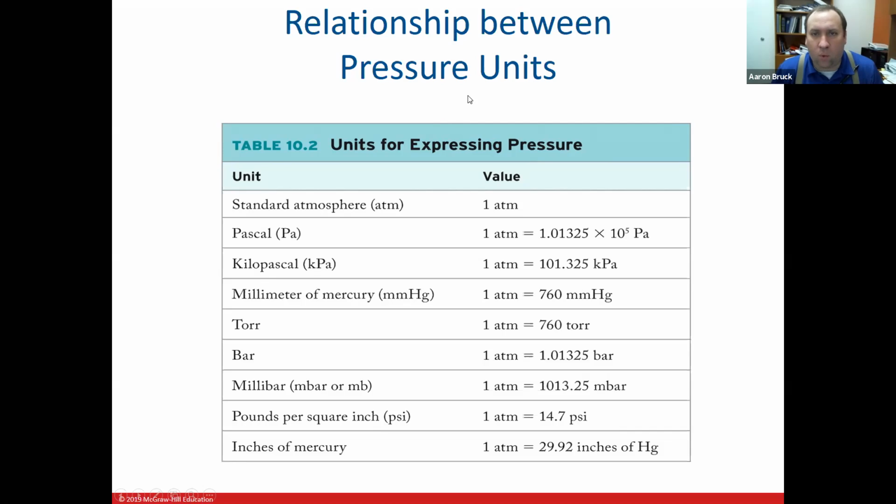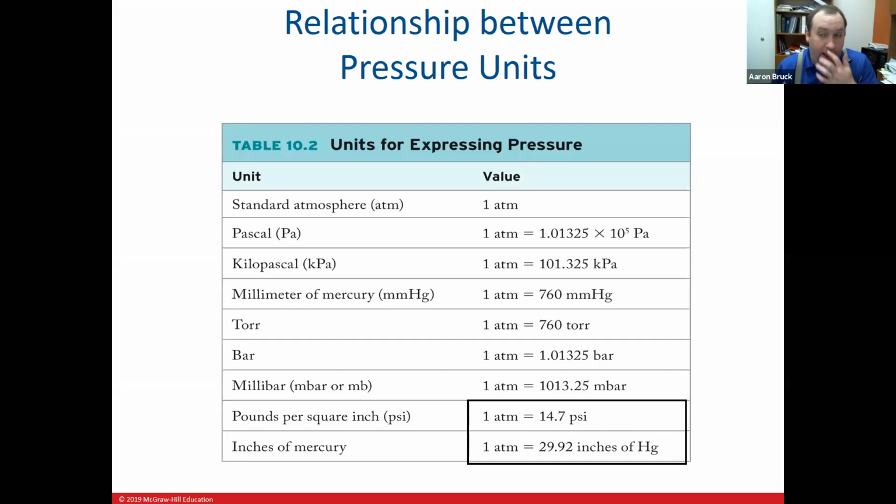Or probably more consistently and more importantly to us, these two at the bottom: 1 atmosphere is about 14.7 psi, and 1 atmosphere is about 29.92 inches of mercury. So when you look at those weather forecasts and they say that the atmospheric pressure today is 28.85 inches of mercury, you can contextualize that as, okay, that's a little bit below an atmosphere of pressure.